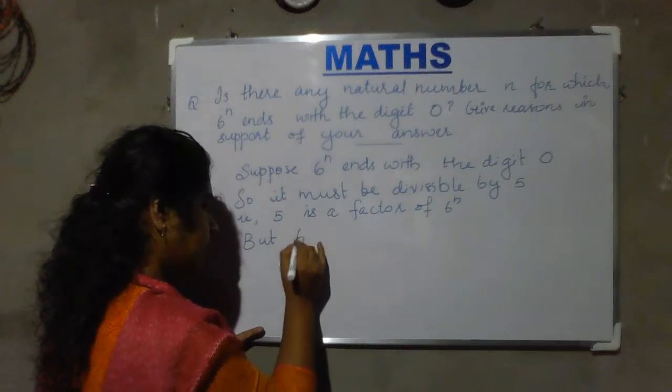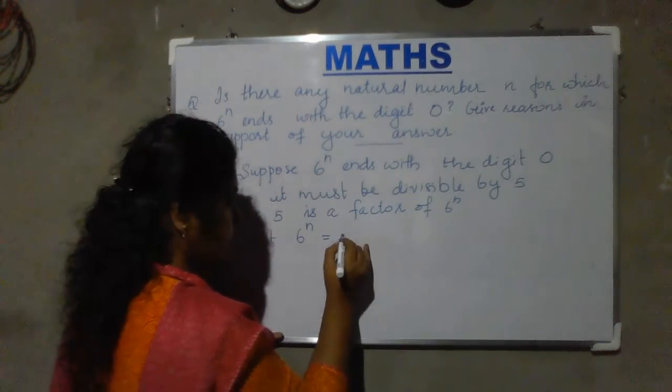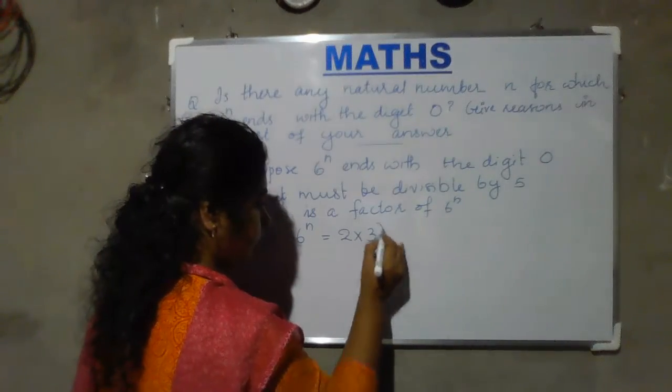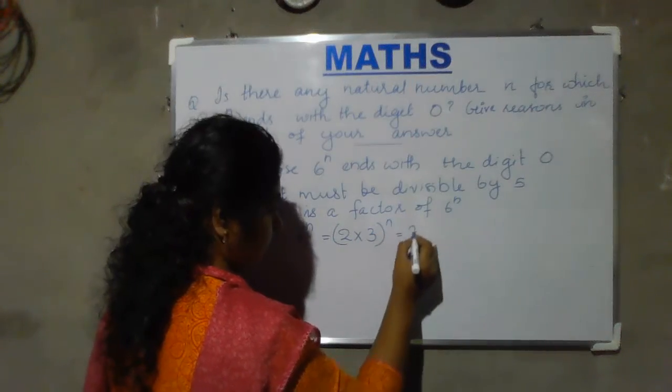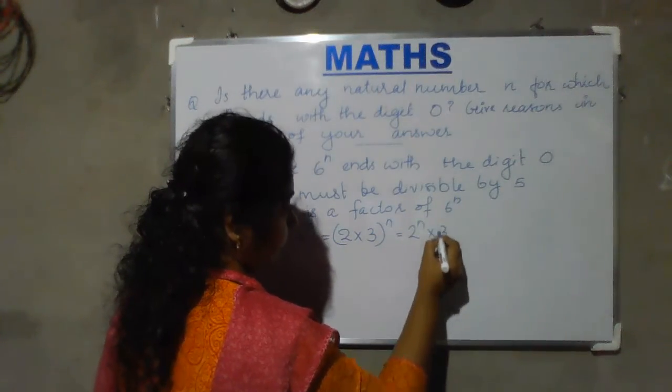But we know that 6 raised to n can be expressed as 2 into 3 whole raised to n. That is 2 raised to n into 3 raised to n.